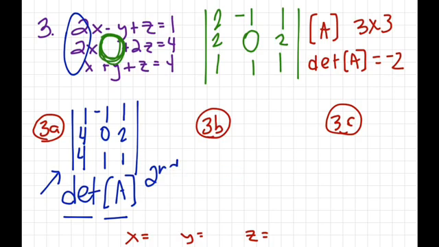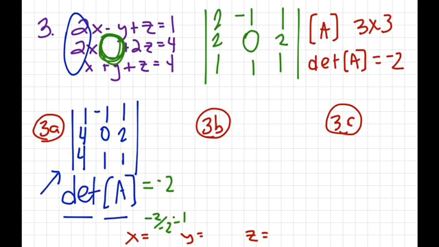So when you have the calculator do the determinant of A again, this time for this one you should get -2, and so x will be -2 divided by -2, and so that's going to be 1.